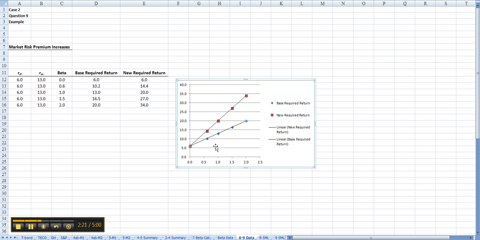And basically what you have is, this is the base SML, or the old SML from question 8. And this is the new SML in question 9 based on the market risk premium increasing, the risk aversion increasing. And then go back and relabel these, label this SML with market risk premium increasing, and do like I did in the other video and label your x-axis and your y-axis to pretty it up a little bit. Hope that helps.